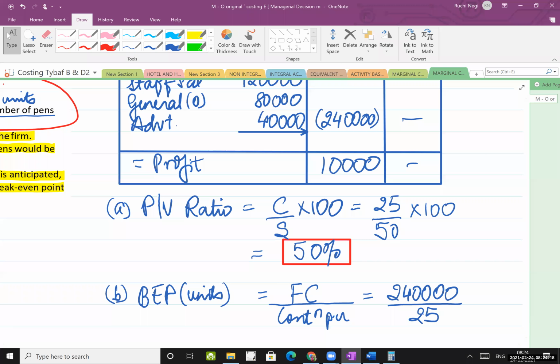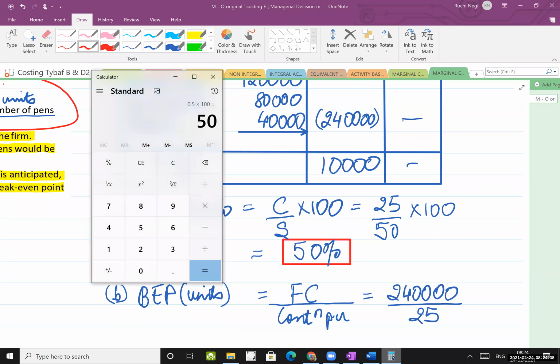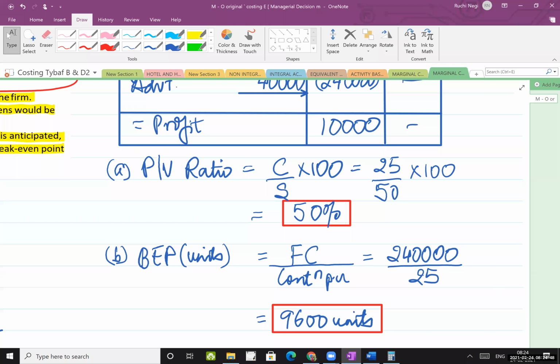Then you have to calculate BEP in units. So what is BEP in units? At BEP, fixed cost is paid, and whenever we want our answer in units, we divide with contribution per unit. I hope you remember those techniques of remembering the formula which I had given in the first chapter. So fixed cost is 2 lakh 40 divided by contribution per unit 25. So my answer is 9,600 units.